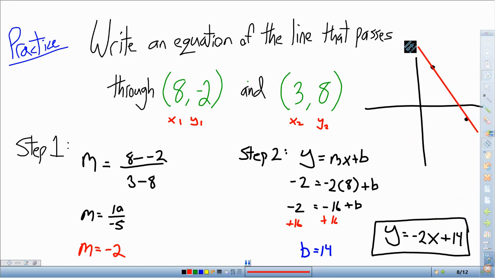But you guys can see it has a negative slope. We have a negative 2 as our slope. It's crossing way up here in the positives. We got a way positive y-intercept. So this just goes to show this is actually the line that goes through these 2 points. That's the whole purpose of this lesson.